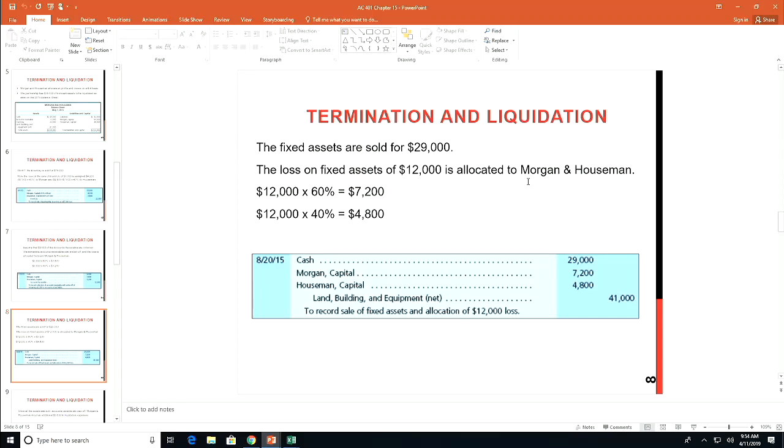You received cash when you sold all these fixed assets, $29,000. You need to remove all these assets. So we credited that. And loss, we're going to use the capital accounts. And we distributed the loss. After this, we just convert all of our non-cash assets into cash.